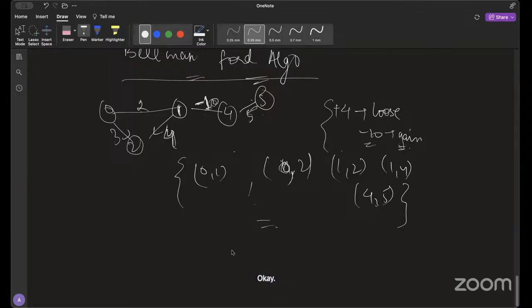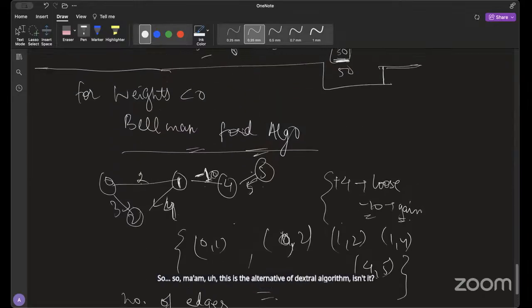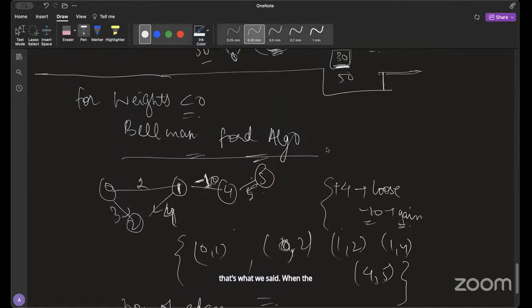So you have this thing then, the Bellman-Ford algorithm. So what you do is, first, we count the number of edges. There are five. Ma'am, this is the alternative of Dijkstra's algorithm, isn't it? That's what we said. When the weights are negative, you use this.